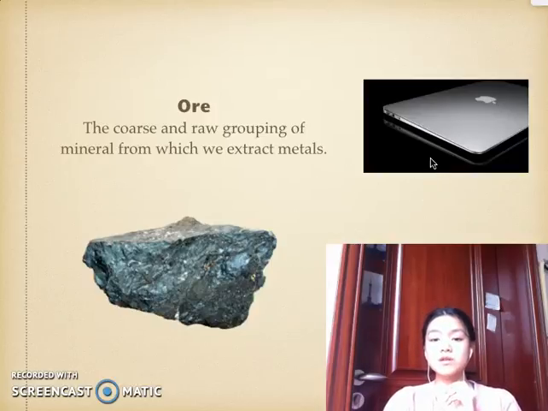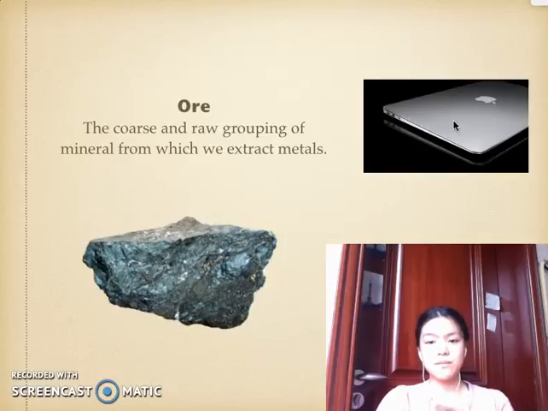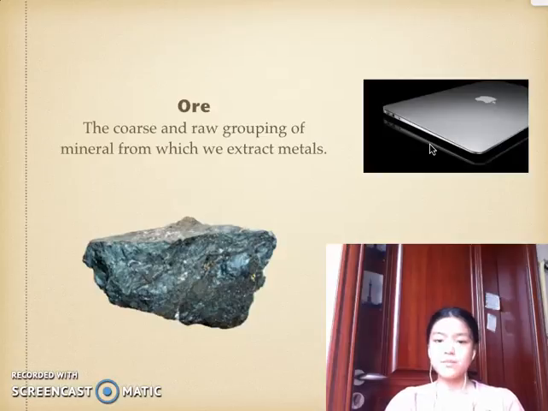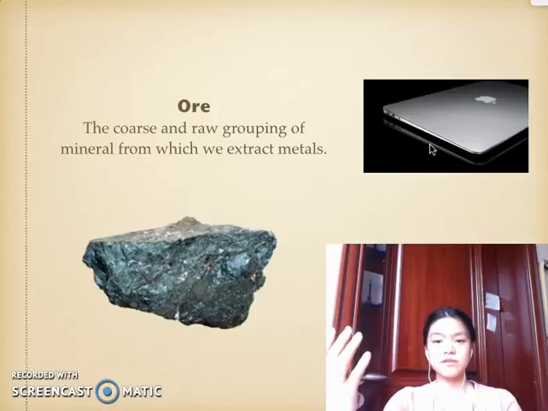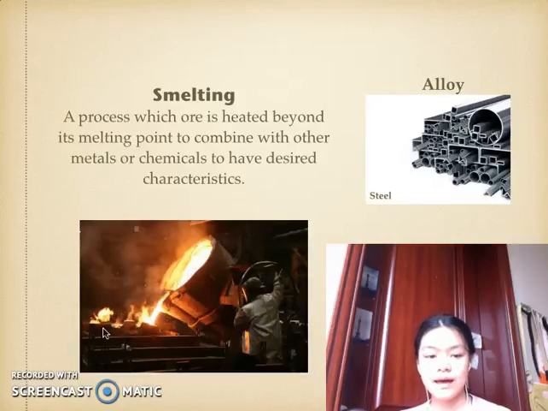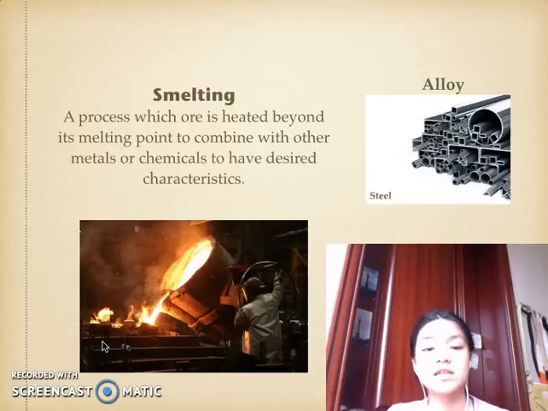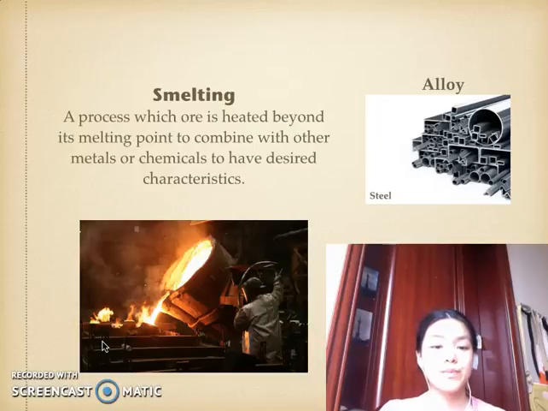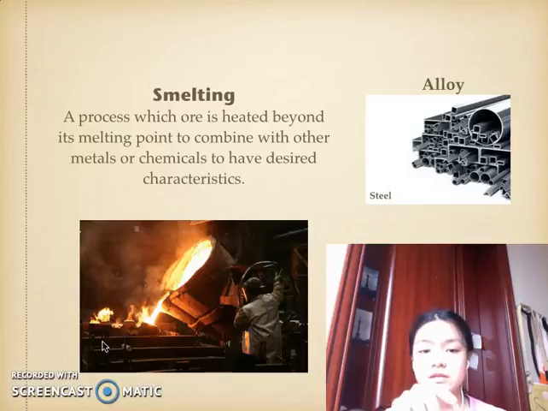For instance, we all know that computers or MacBook is made of silicon. But you cannot just dig up a piece of ore and make a computer out of it. You need to extract the silicon in the ore and then make a laptop. And smelting is a process in which ore is heated beyond its melting point to combine with other metals or chemicals to have a desired characteristic. A very famous example of this will be alloy.